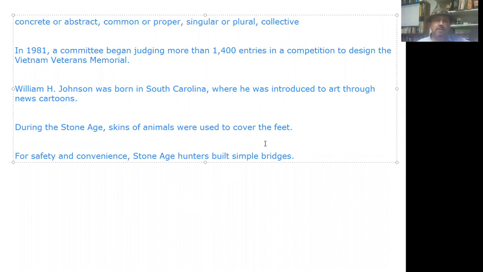So let's look and see how this is going to work. Here are my sentences. And what I need to do is identify the nouns. I need to identify the people, places, things, and ideas. And to help me do that, I'm going to highlight the nouns.